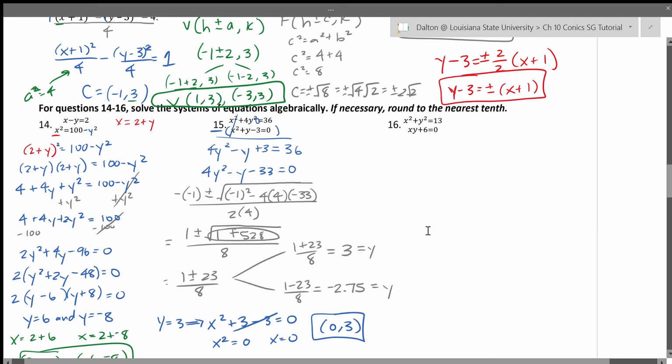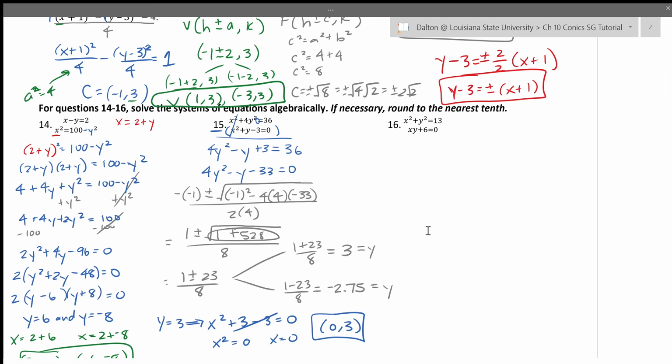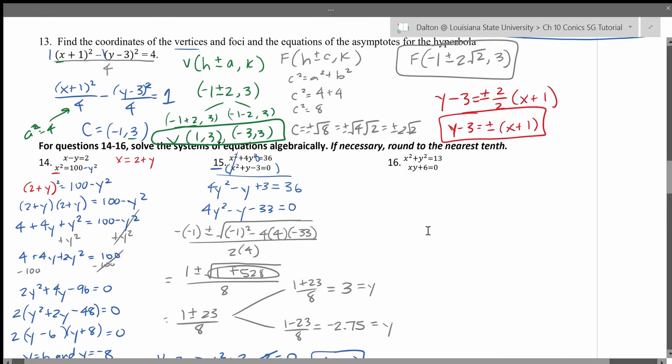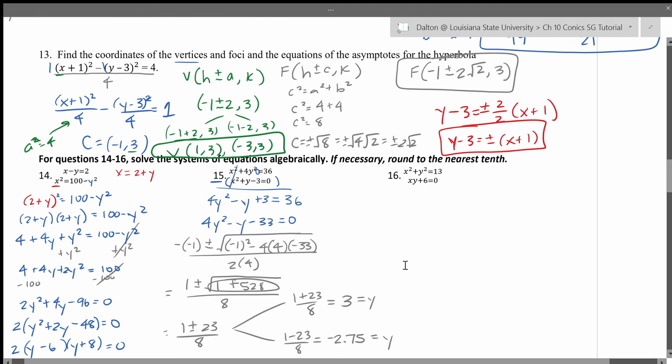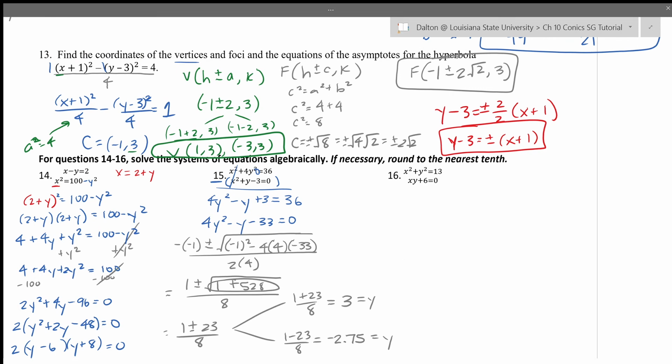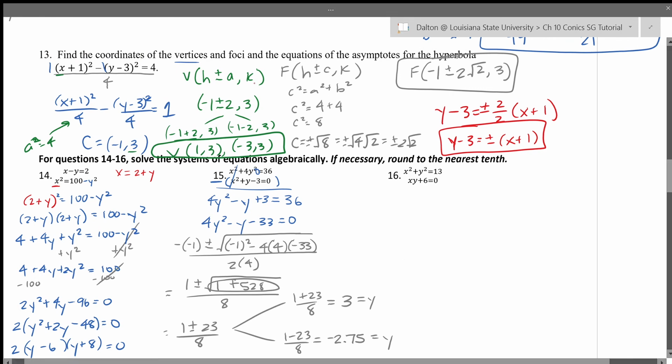Okay, number 16, x squared plus y squared equals 13, xy plus 6 is equal to 0. Again, this is another situation where you can't eliminate because you don't have any exponents that are the same. So again, I would take my bottom equation and solve it for one of my variables, and we'll substitute.